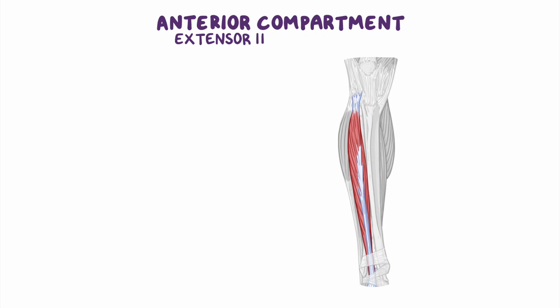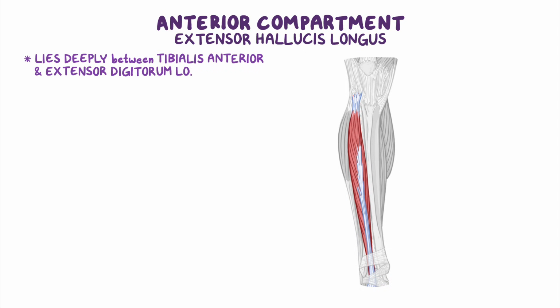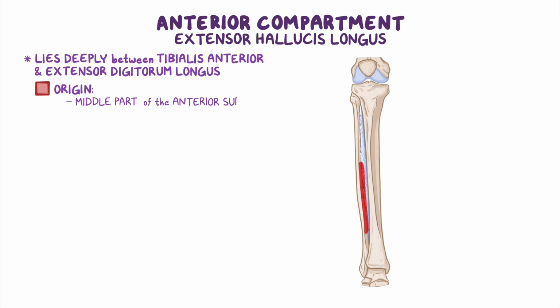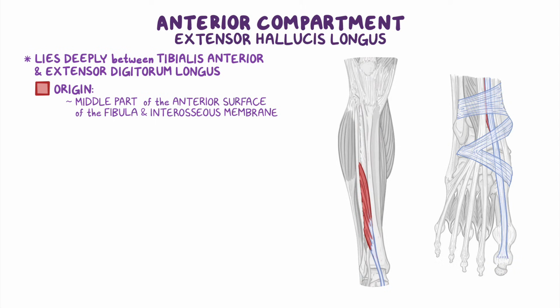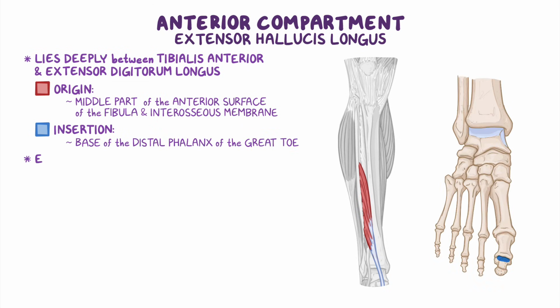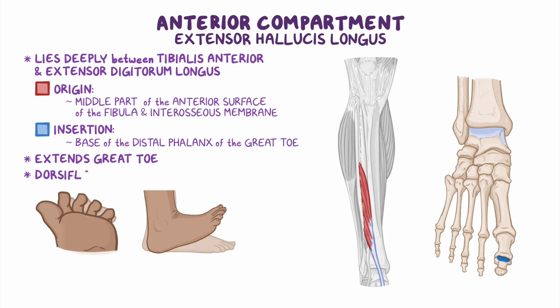Third, the extensor hallucis longus is a thin muscle that lies deeply between the tibialis anterior and extensor digitorum longus. Its origin is the middle part of the anterior surface of the fibula and interosseous membrane. The muscle courses distally along the crest of the dorsum of the foot to the great toe, and it inserts on the dorsal aspect of the base of the distal phalanx of the great toe. The muscle extends the great toe and, unsurprisingly, also dorsiflexes the ankle.